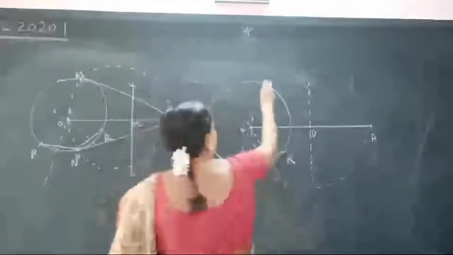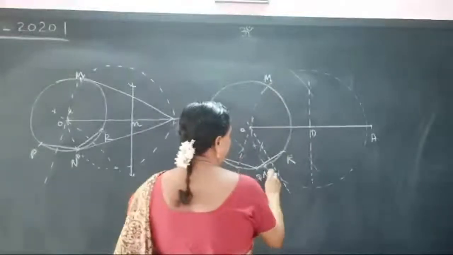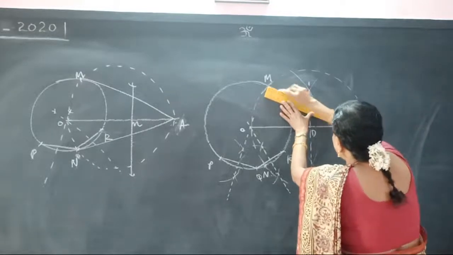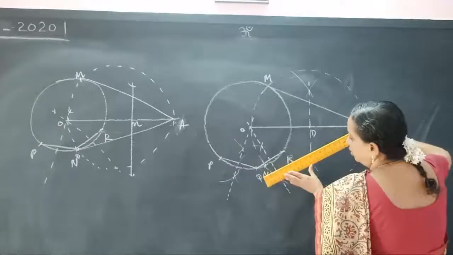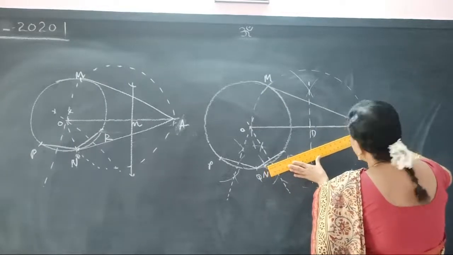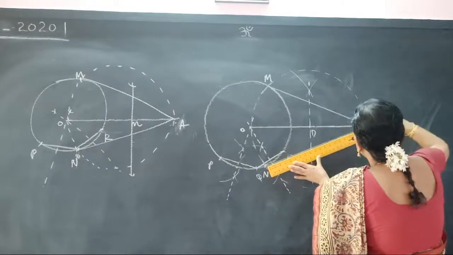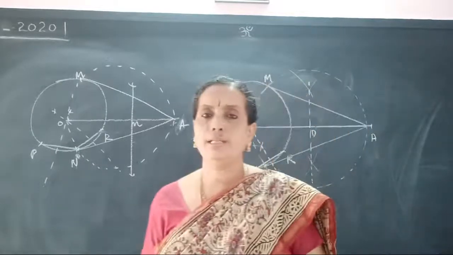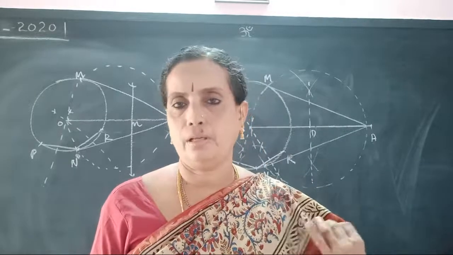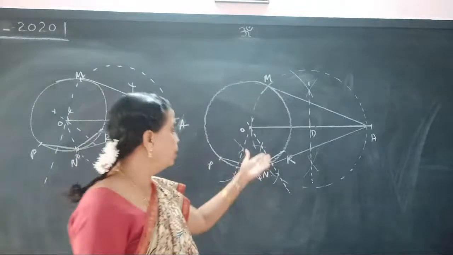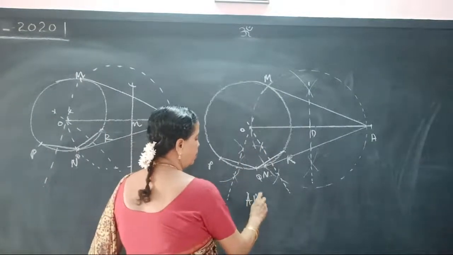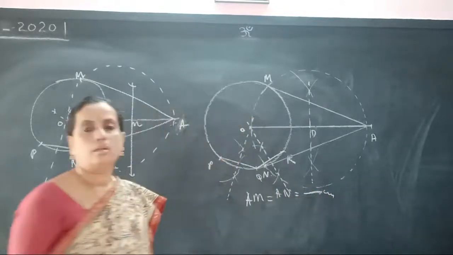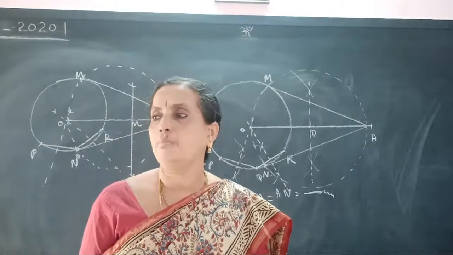Mark the intersections as M and N. This is M and here it is N. Join A to M and A to N. Measure it. It will differ because we have not taken a specific radius. It depends on your radius, so the pair of tangent measures differ. So write your own measurements below the construction, like AM equals AN equals some value in centimeters. Come on. After constructing, measure the tangents.